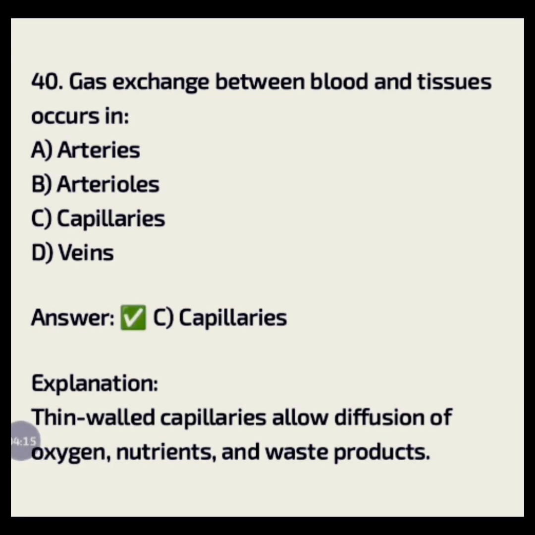Gas exchange between blood and tissues occurs in: option A, arteries; option B, arterioles; option C, capillaries; option D, veins. The correct answer is option C, capillaries. Thin-walled capillaries allow diffusion of oxygen, nutrients, and waste products.